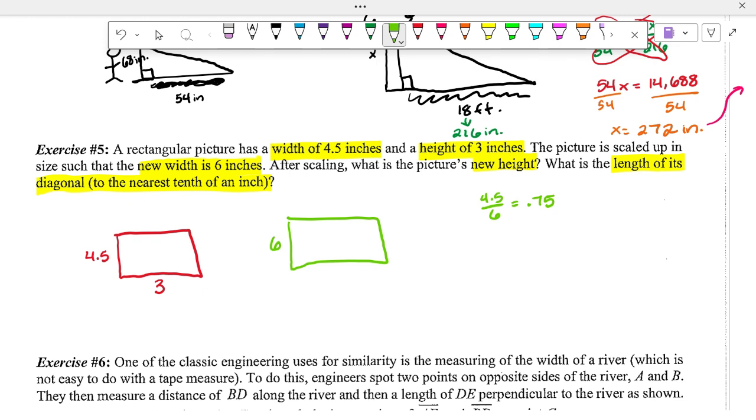So if we want to know what the new height is, let's just call that x. 4.5 over 6 is equal to 6 over x. Oops, nope. 4.5 over 3. So that's 4.5x is equal to 18. So x is equal to what? 4.